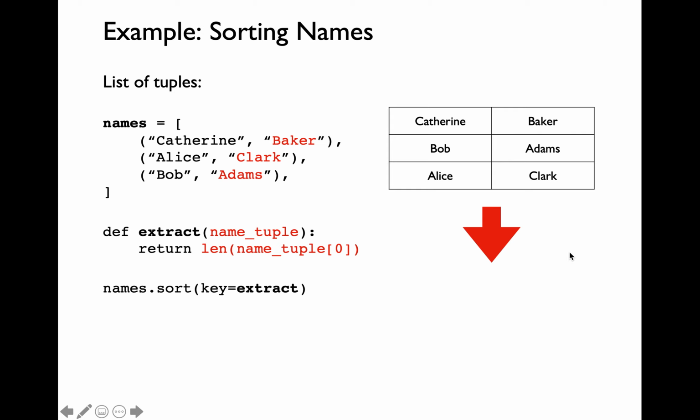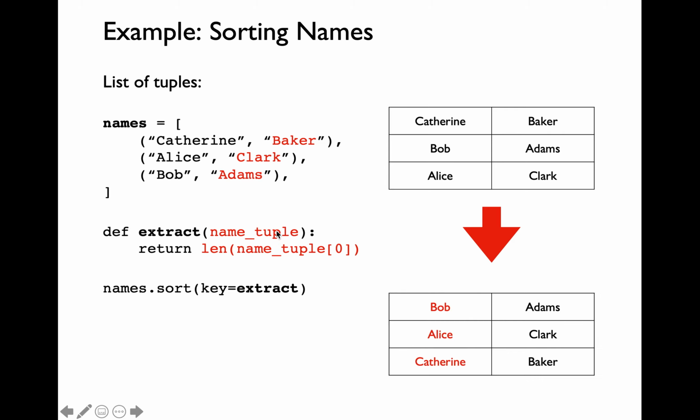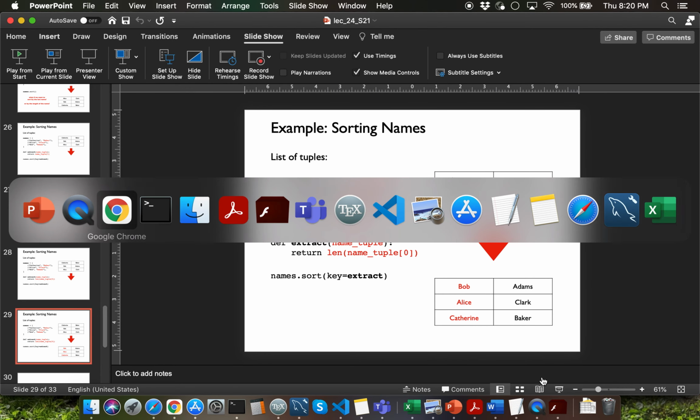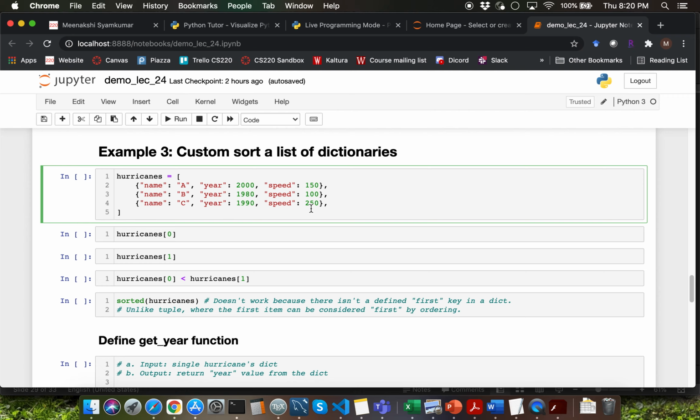Let's modify this example slightly so that we can sort the list of tuple object instances using the length of the first name. From the extract function, I'm simply going to return len of name_tuple of 0. That's going to enable us to sort the values as Bob Adams first, Alice Clark next, and Catherine Baker last. Let me switch over to the Jupyter Notebook session and we are going to go through example 3.